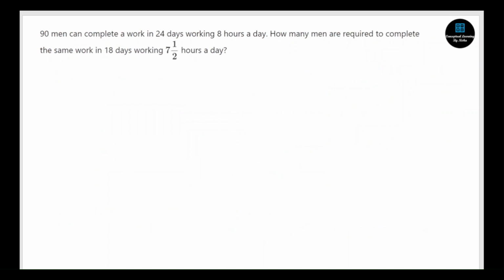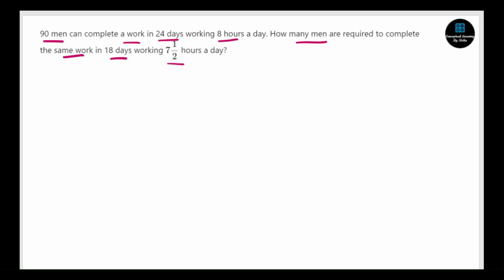Now the next question: 90 men can complete a work in 24 days, working 8 hours a day. Which three quantities are given? Number of men. Work is also there, but they are talking about the same work, so it's not considerable. Then number of days and number of hours, and you have to find how many days. It is very important to understand which quantities they have given.